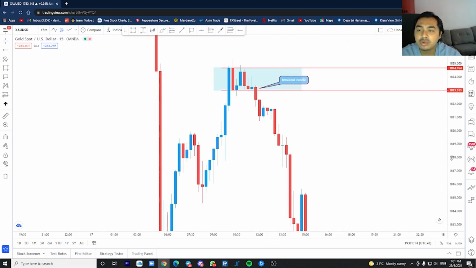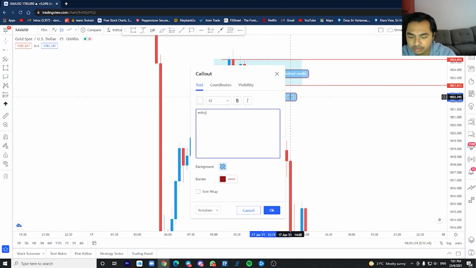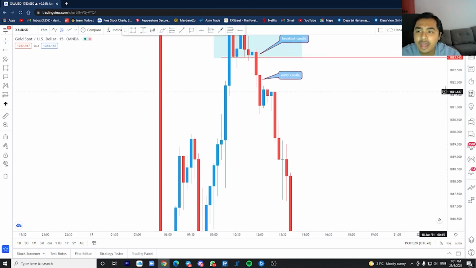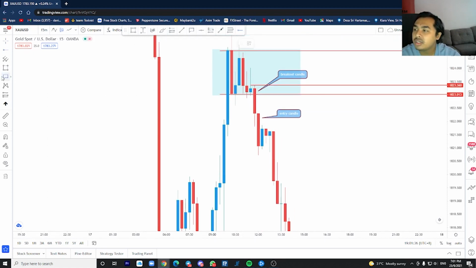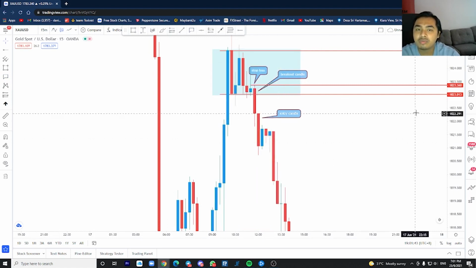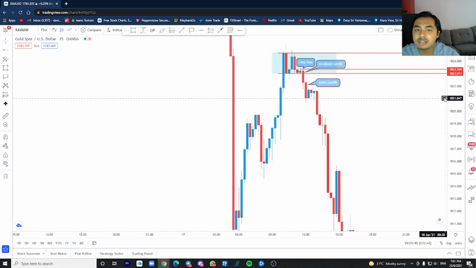Number two, the candle after the breakout candle, this is going to be our entry candle. So at the breakout candle, where was the highest point? Where was the resistance on the breakout candle? Over here. All right, so this is what we're going to call our stop loss.